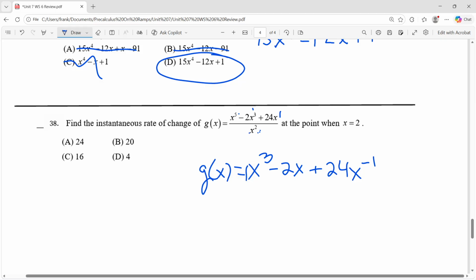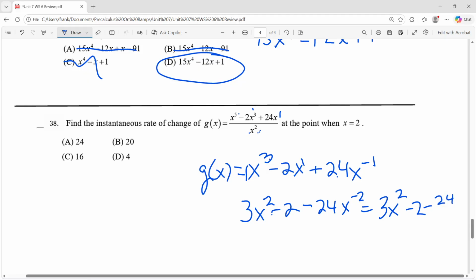That's really a 1 there. 3 times 1 is 3. 3 minus 1 is 2. 3x squared. 1 times negative 2 is negative 2. 1 minus 1 is 0, so x goes away. And then this is negative 1 times 24 is negative 24. And then negative 1 minus 1 is negative 2, x to the negative 2, which I can rewrite as 3x squared minus 2 minus 24 divided by x squared. Wow. Okay, at the point when x is 2, so I just plug it in.